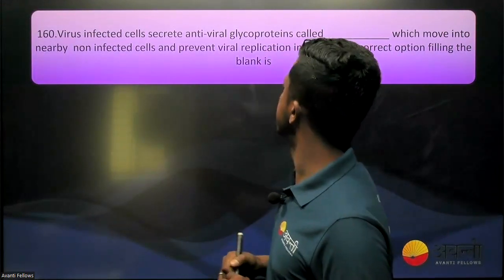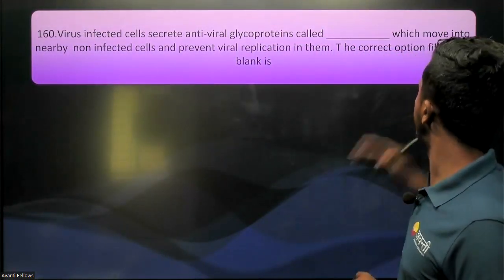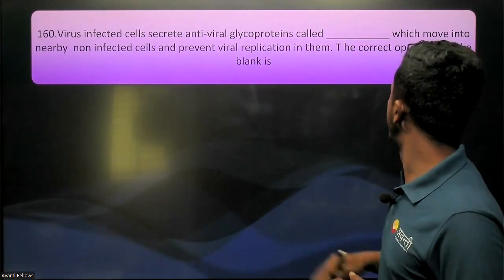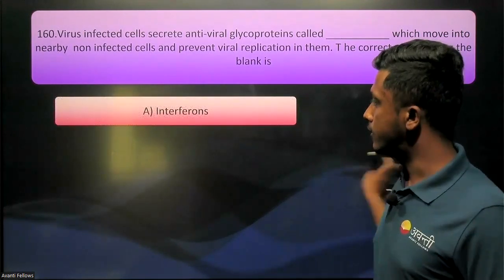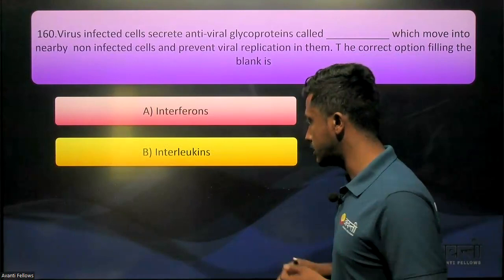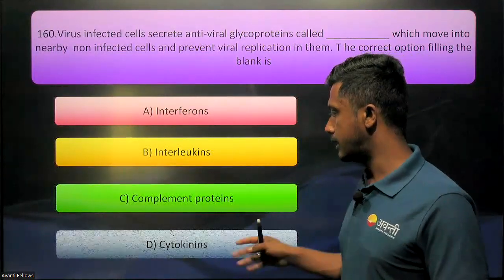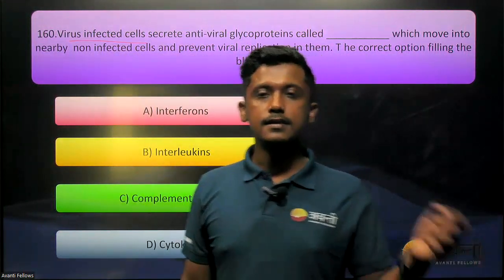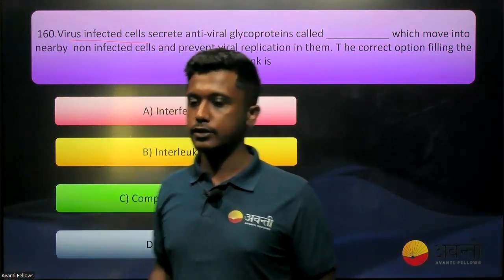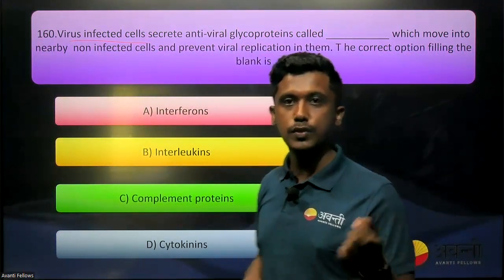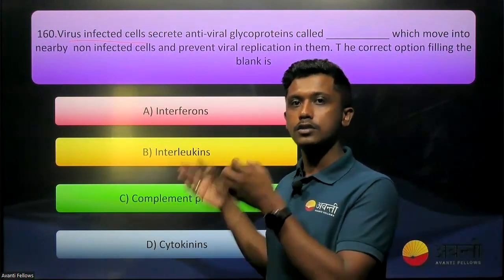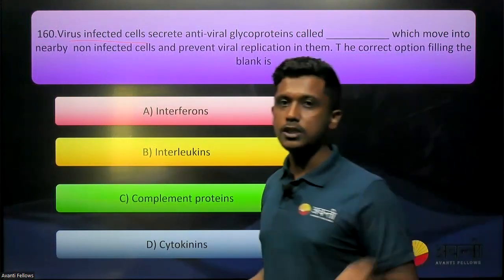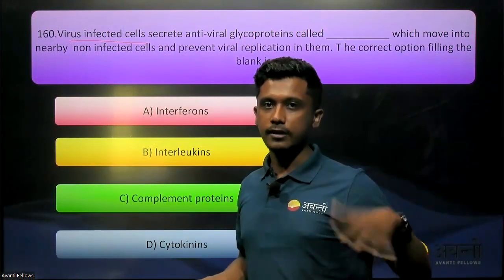Virus infected cells secrete antiviral glycoproteins called blank, which move into the nearby non-infected cells and prevent viral replication in them. The correct option filling the blank is interferons, then we have interleukins, then we have complement proteins, and then we have cytokines. So when a virus infects a cell, the cells under infection release some of these signaling factors, which we call interferons. So these interferons go and bind to these neighboring cells and they create these antiviral proteins, which enable them to prevent any further infection from the viruses.